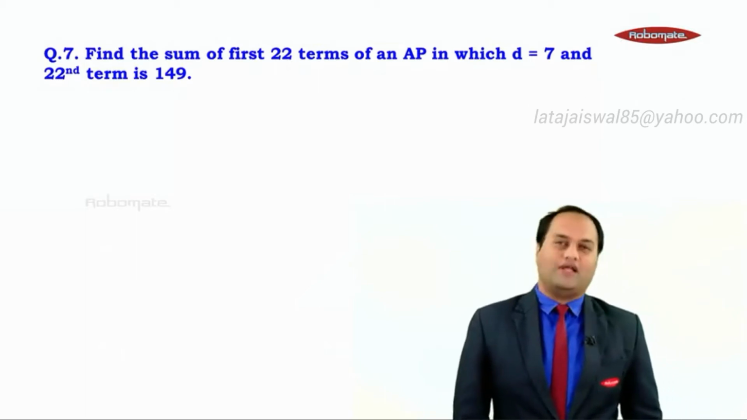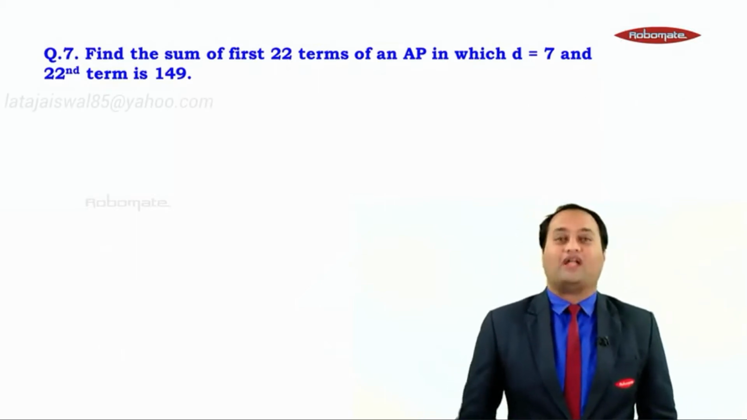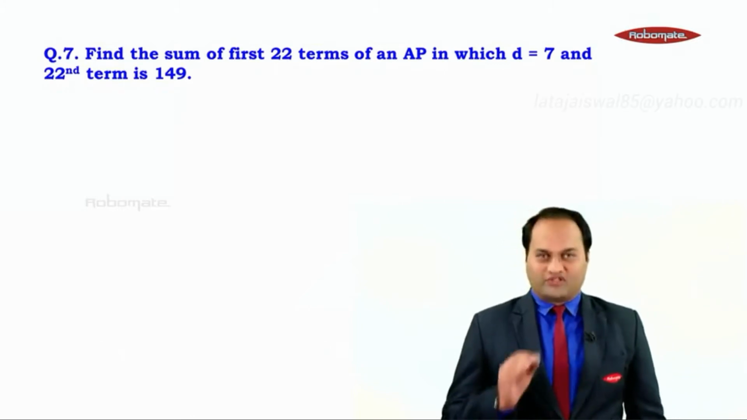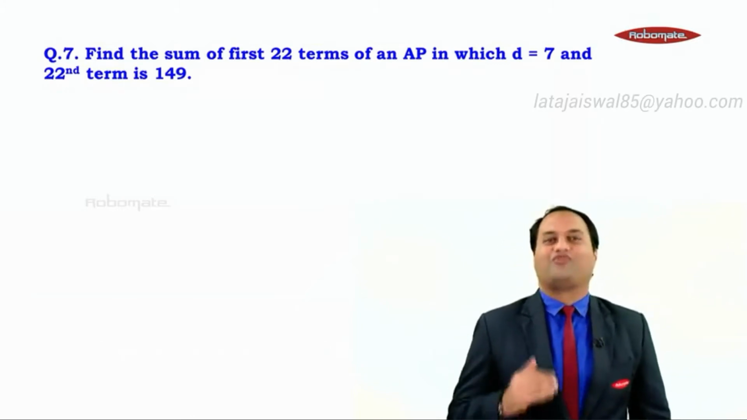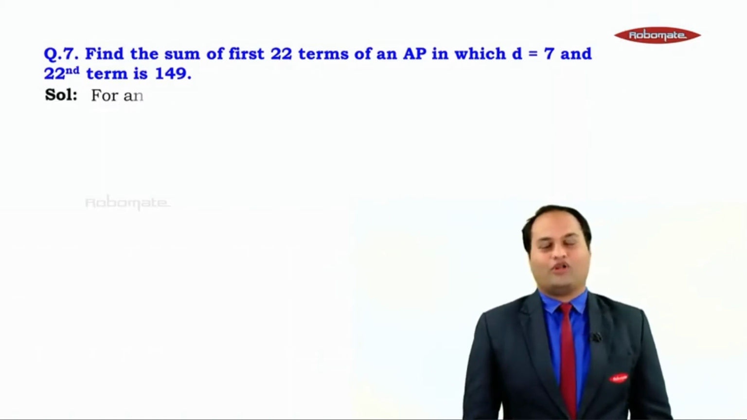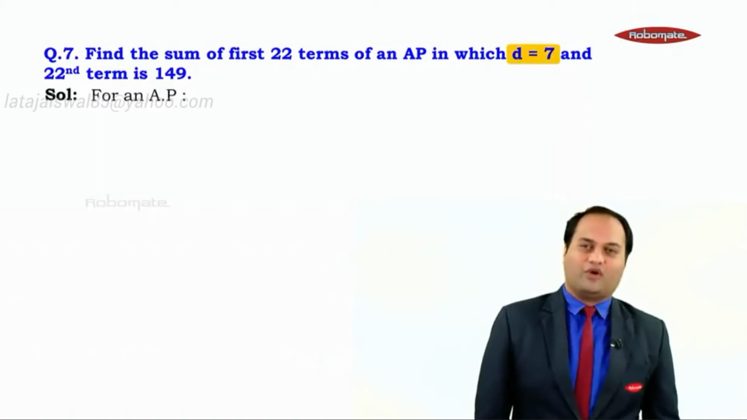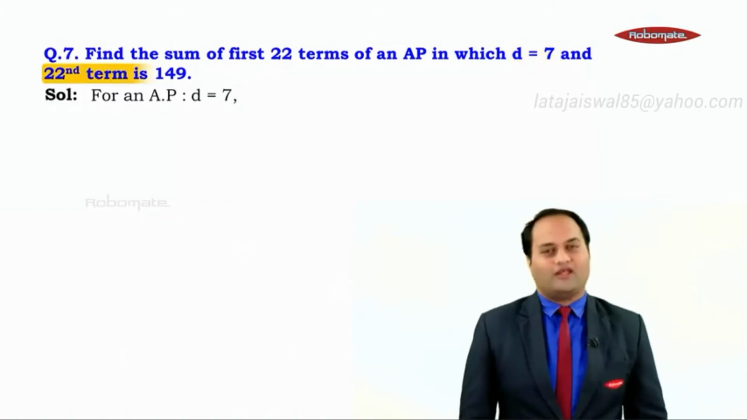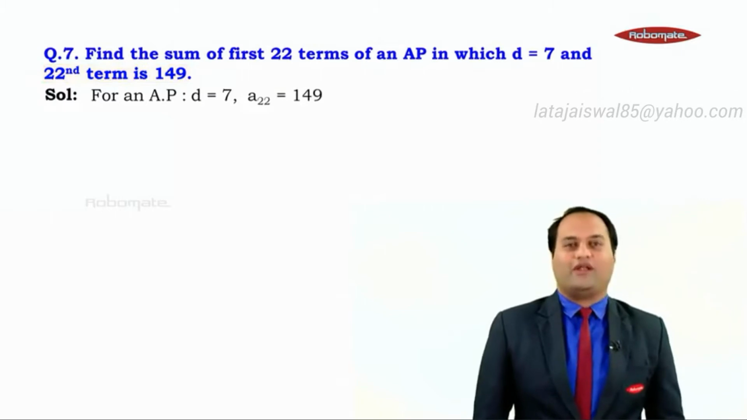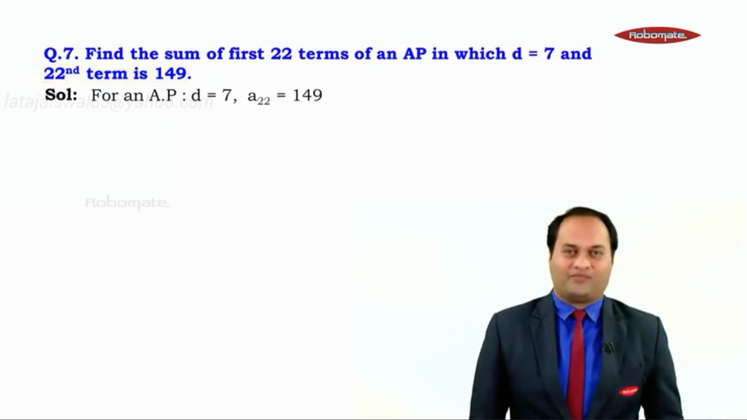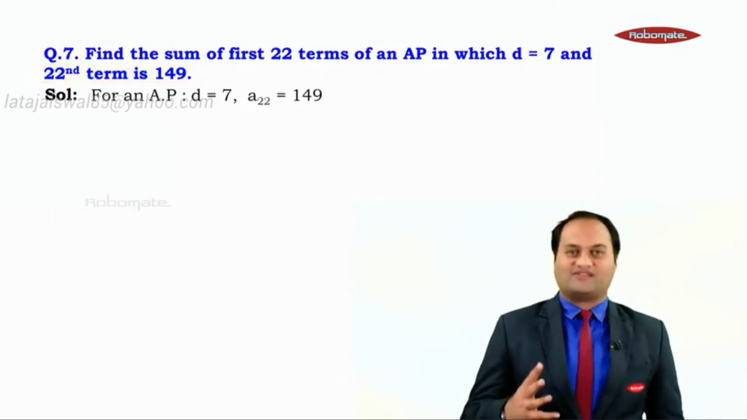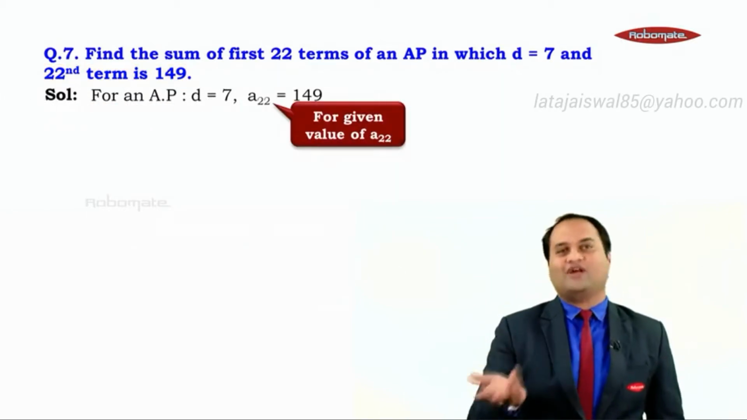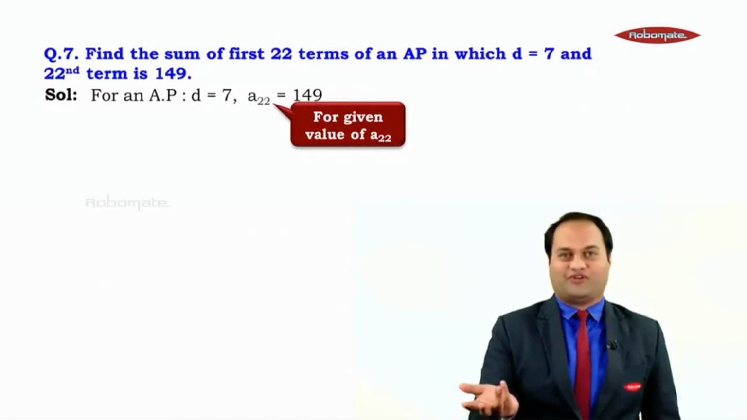In which D is equal to 7 and the 22nd term is 149. So we are supposed to find S22, sum of first 22 terms. And what all is given to us? We are given D is equal to 7 and the 22nd term is 149. So D is 7 and A22 is equal to 149. Even here in this sum, no confusion which formula is to be used because A22 is given to us. So we need to use AN formula first, right?